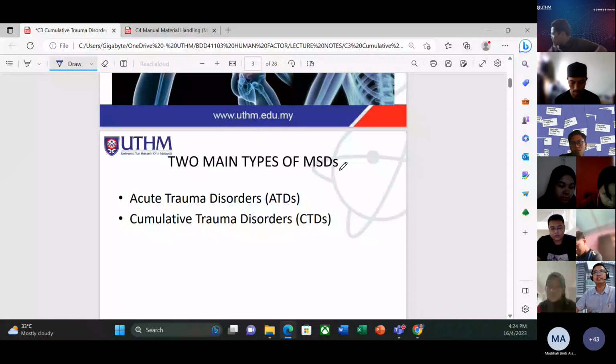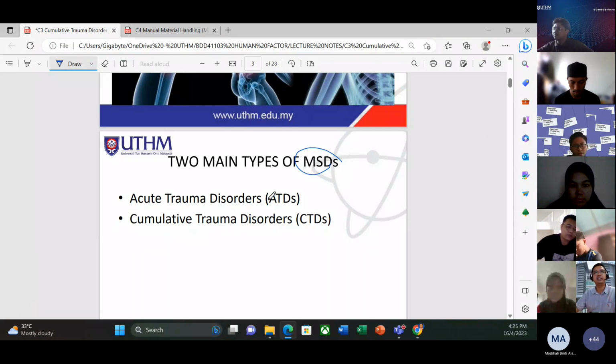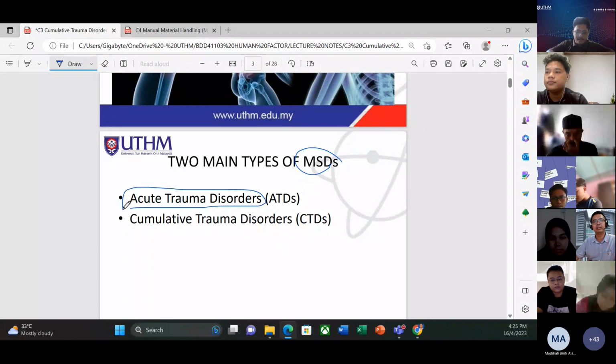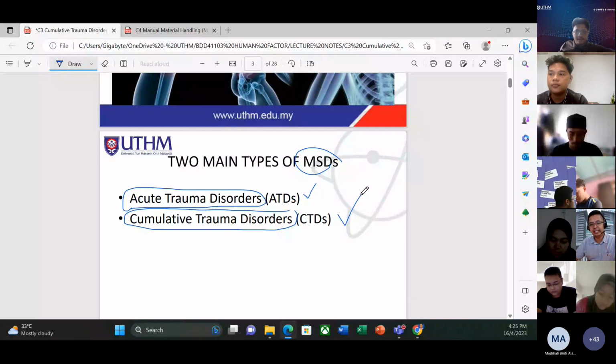Okay, there are two types of MSD or CTD. The first one we call ATD. ATD stands for acute trauma disorder. The second one we call cumulative trauma disorder. ATD, CTD. Not OTD, that is different.